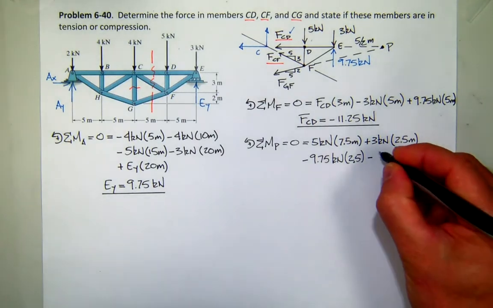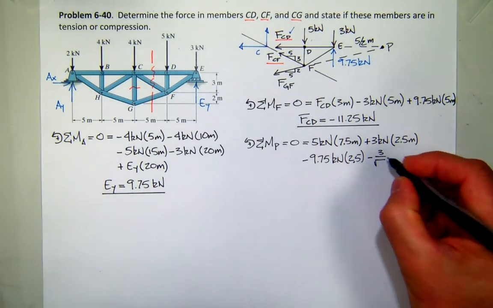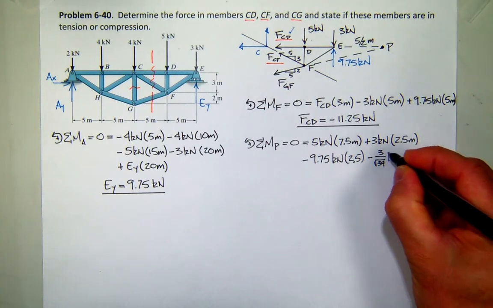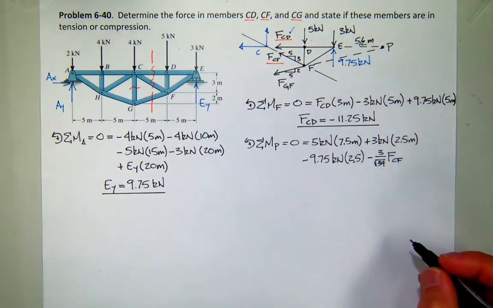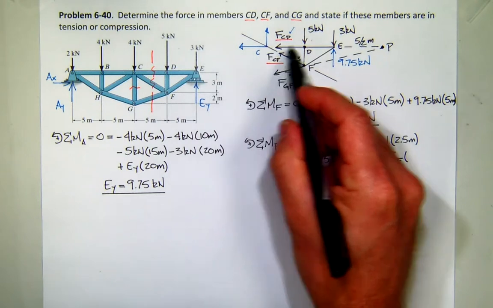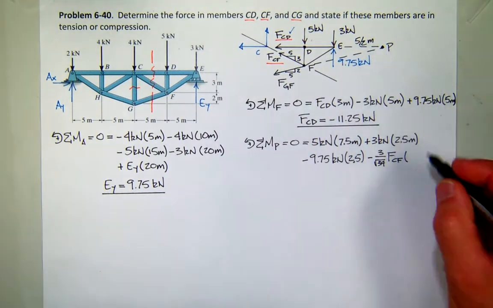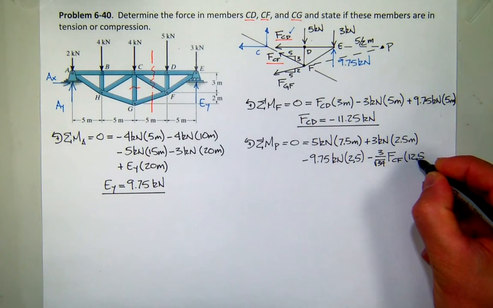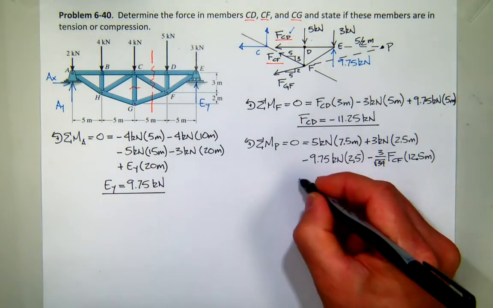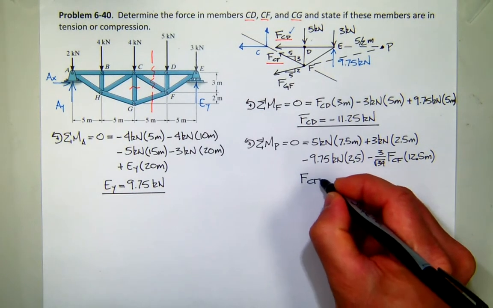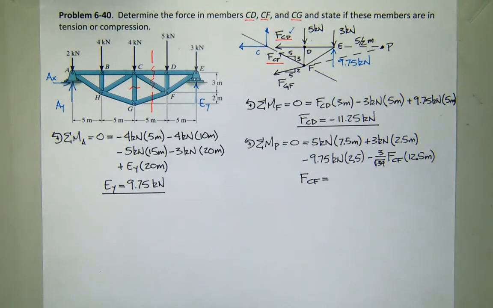So that would be 3 over the square root of 34 times FCF, that's the Y component. And then what's its distance? 5 plus 5 plus 2.5, 12.5. So we should be able to solve for CF. Somebody check that out for me. It looks like we're going to get, I think we're going to get a positive number. Not sure.